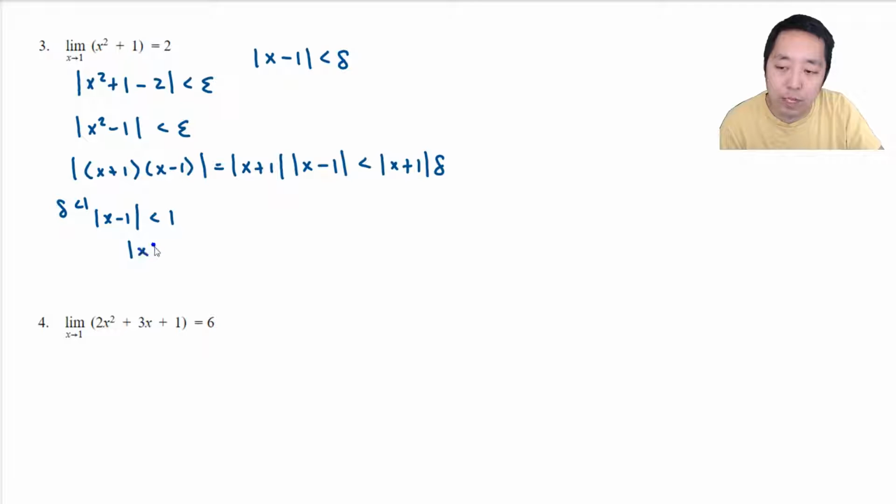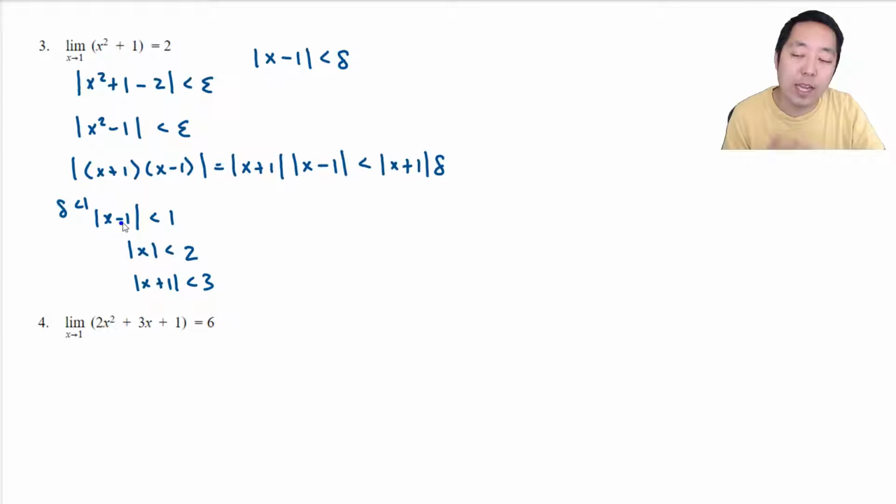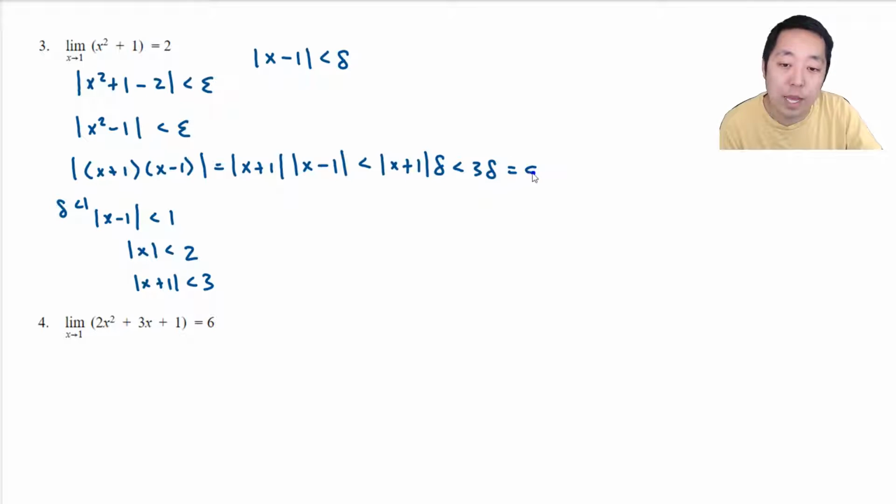That means the absolute value of x would have to be less than 2. And that means x plus 1, the biggest it could possibly be is 3. Right? Because if |x minus 1| is less than 1, that means x could be at most 2, and that means x plus 1 could be at most 3. So this quantity would be smaller than 3 times delta. And that's equal to my epsilon, because what I wanted was |x squared minus 1| less than epsilon, but I've already demonstrated that it's less than 3 delta. And if I set that equal to my epsilon, then delta just equals 1/3 epsilon.